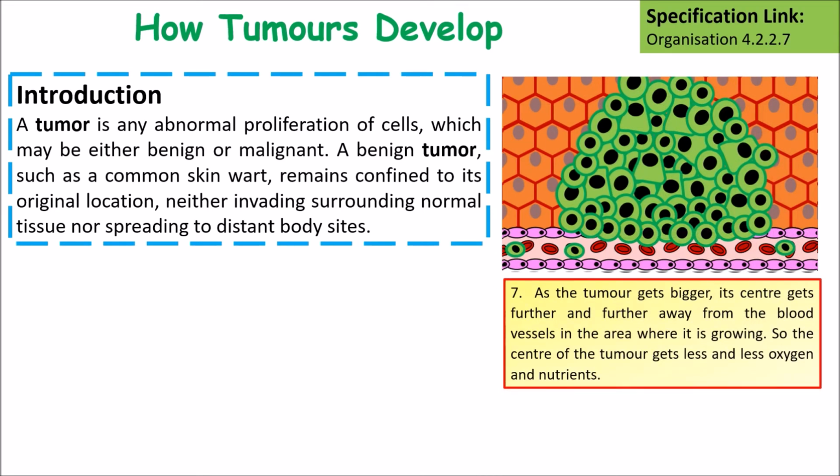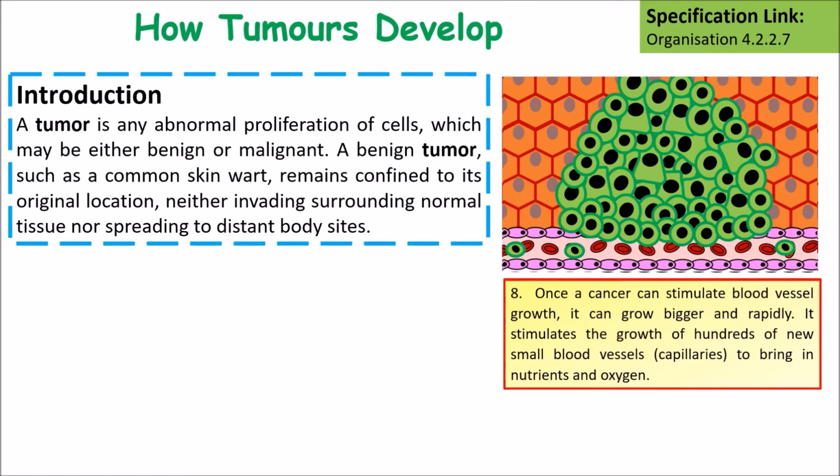As the tumour gets bigger, its centre gets further away from the blood vessels in the area where it's grown. So the centre of the tumour gets less oxygen and nutrients. Once cancer can stimulate blood vessel growth, it can grow bigger and more rapidly. It stimulates the growth of hundreds of new small blood vessels, capillaries, to bring nutrients to it.